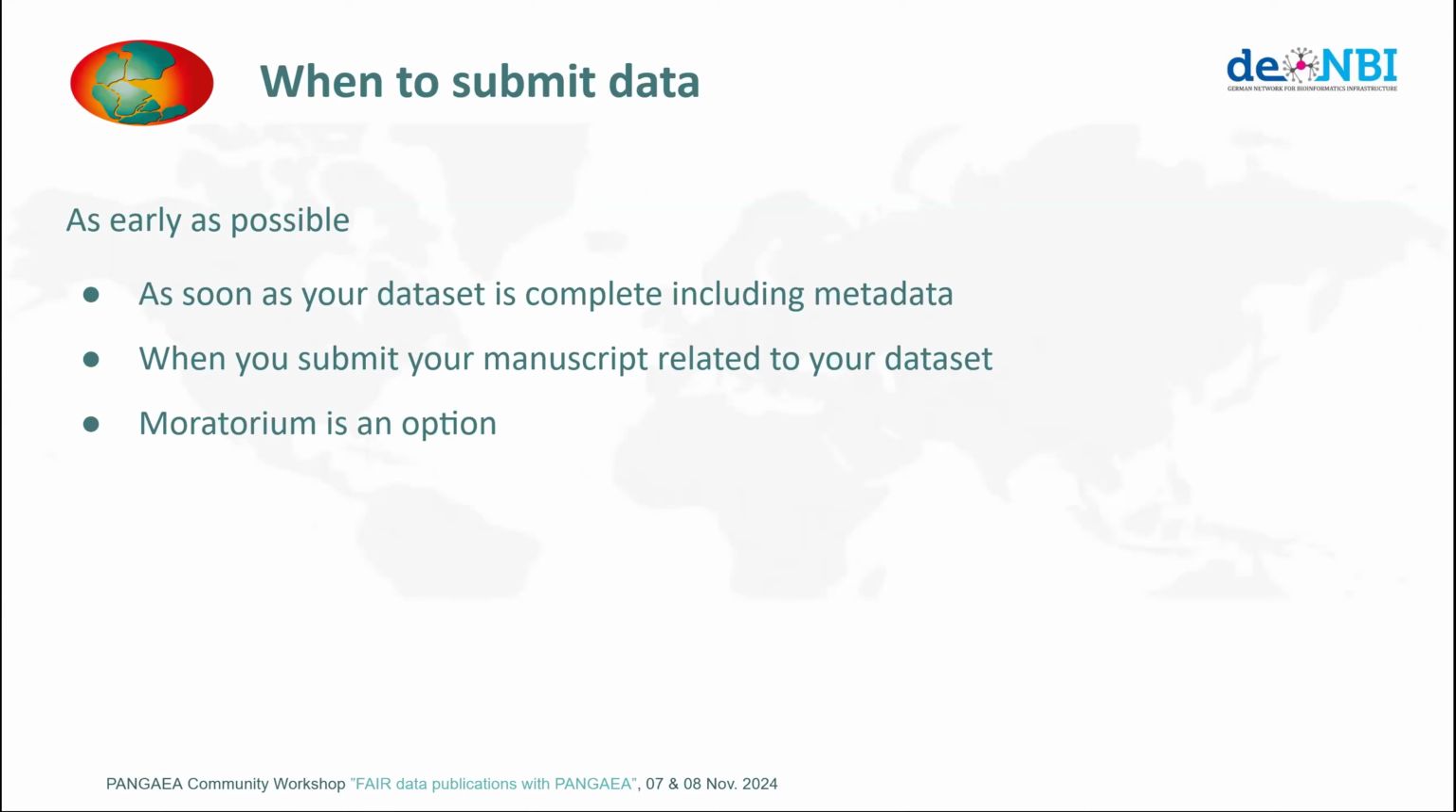So the moratorium is always an option, and the latest you should submit your data is at the same time when you're submitting your manuscript based on these data, because the journal editors will typically ask you to provide the data related to this paper in some repository, and we sometimes need as much time as a journal publisher to publish your data. So for these two entities appearing at the same time, the latest point is when you submit your paper.